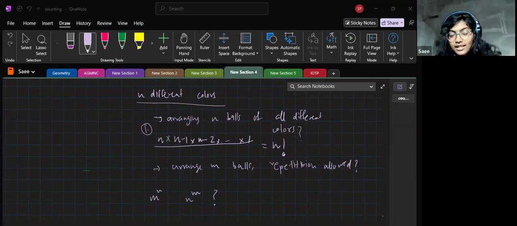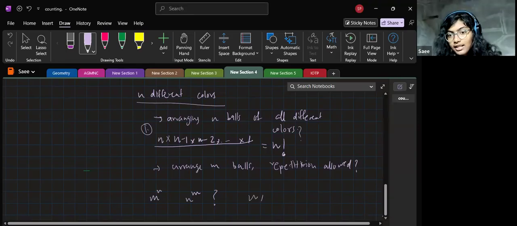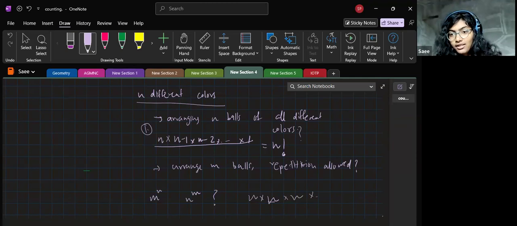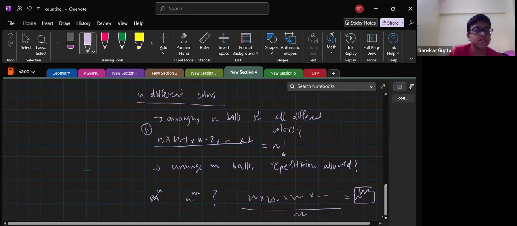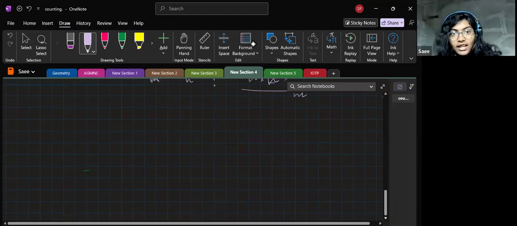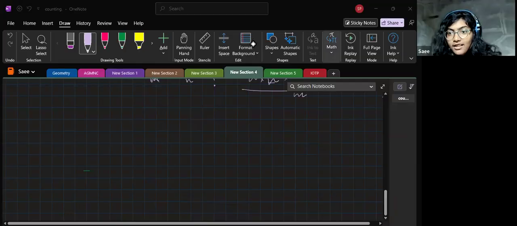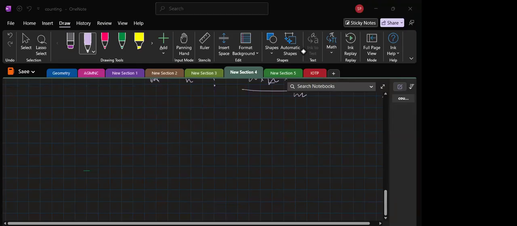Yes. For the first ball, you're going to have n options. Second ball also you're going to have n options since repetition is allowed. Third also n options, and so on. So you're going to get m such things, which gives you n to the power m. Does this make sense? Is there any question about anything you've done? No questions.